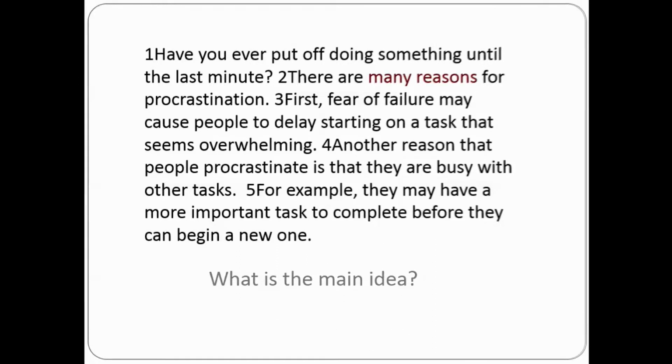What is the main idea? The main idea is sentence 2. The words many reasons tell us that a list is coming. The details of the passage are the reasons. Sentence 1 was the hook sentence. It introduced the topic. Remember, the main idea sentence will never be a question. Sentence 2 is the author's point about the topic, and it is supported by the rest of the sentences in the passage.